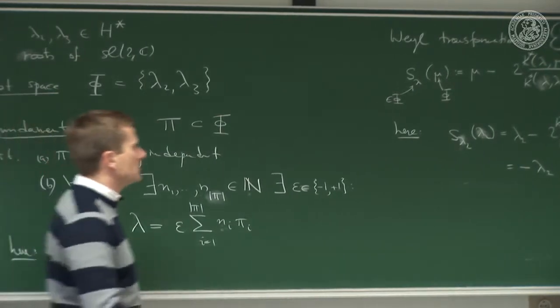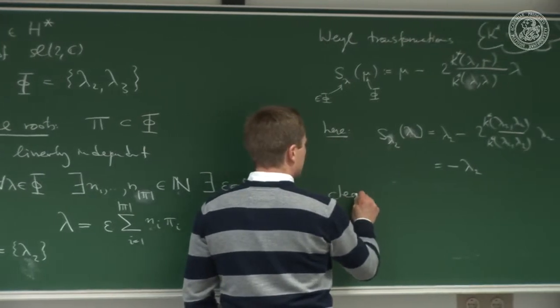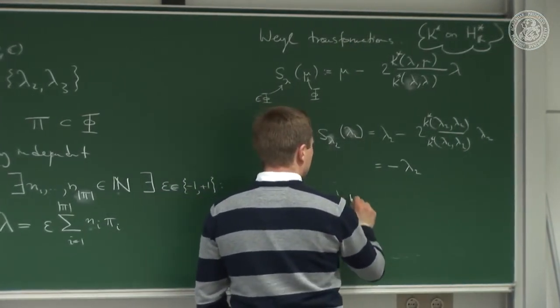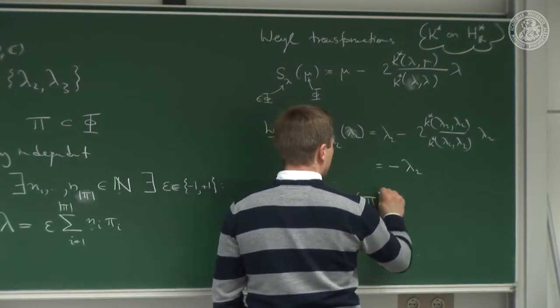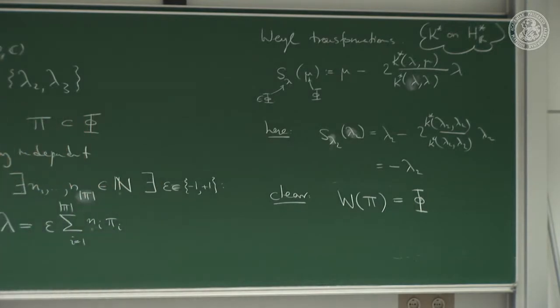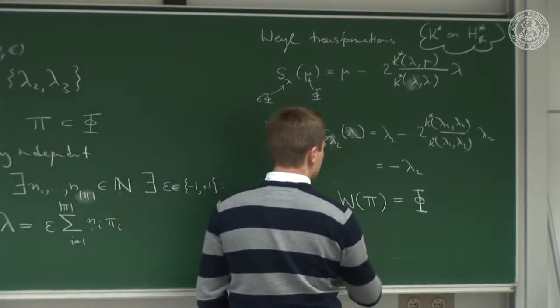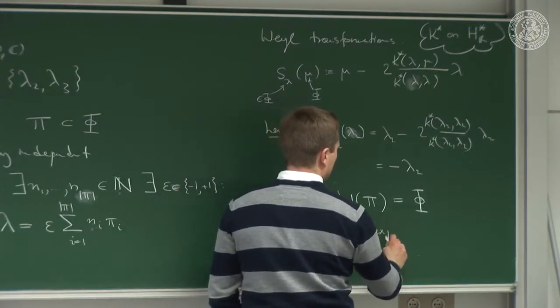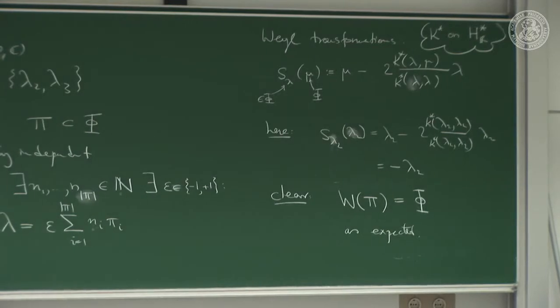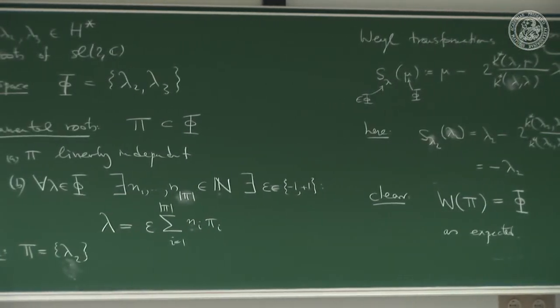entire root space. So it's clear that our general theorem here applies: the Weil group acting on the fundamental roots generates all the roots, the entire root space, as expected. Well, if it didn't, it would show that we calculated wrong.